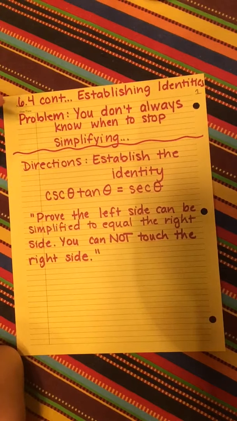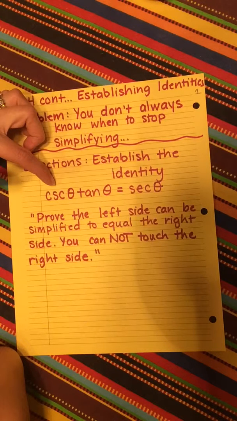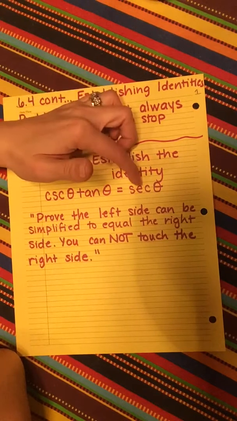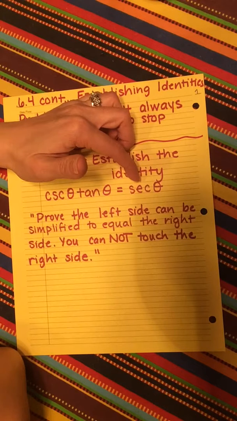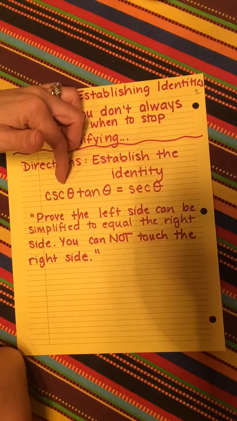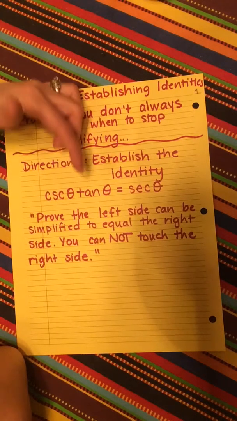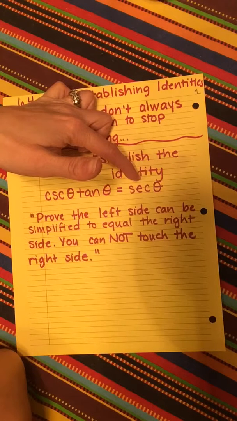And to establish the identity, what you're being asked to do is to prove that the left side can be simplified to equal the right-hand side. But the catch is that you cannot touch the right-hand side. So you just focus on the left side, you use your fundamental trig identities, you use algebra, and you work it down until you make it equal whatever answer they gave you.